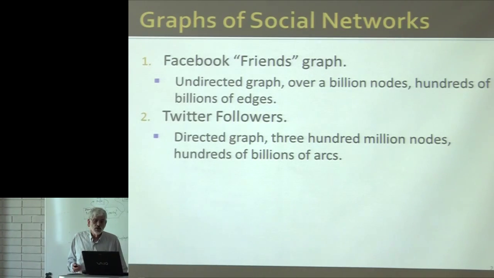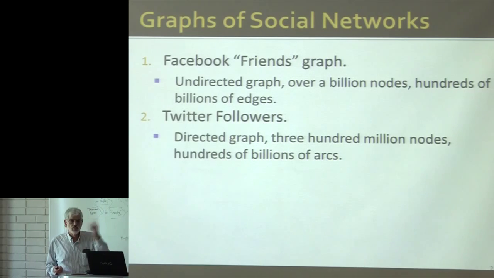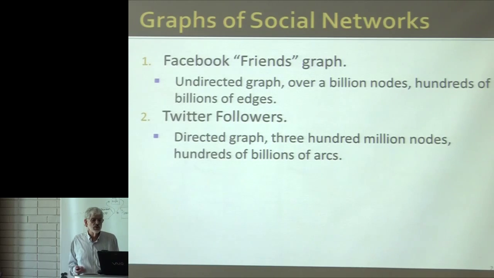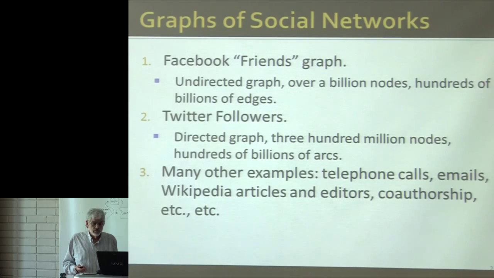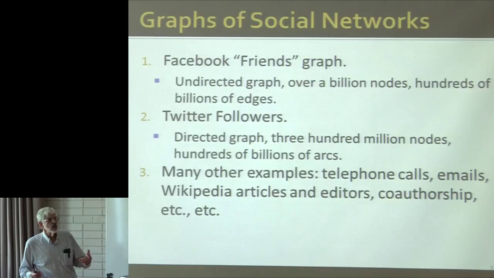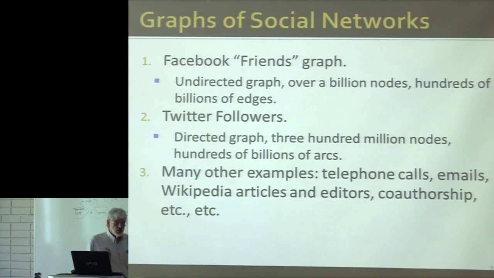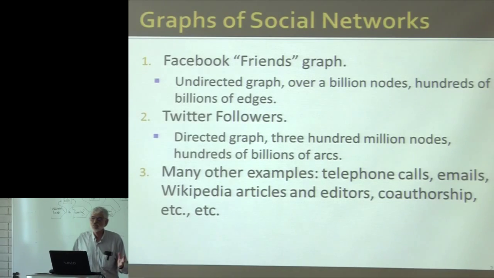Now this is a directed graph, actually, because A can follow B and B doesn't have to follow A, but if A follows B, then we'll draw an arc from A to B. And again, there are hundreds of billions of arcs. There are other networks that have the same structure. And a social network graph is not a random graph by any means.